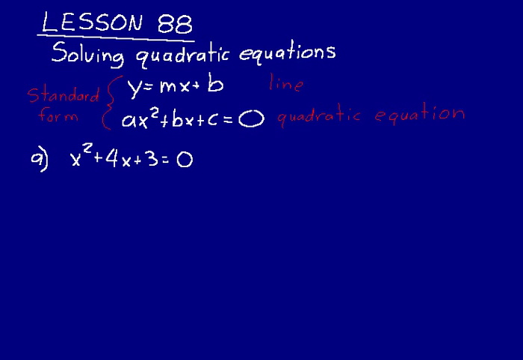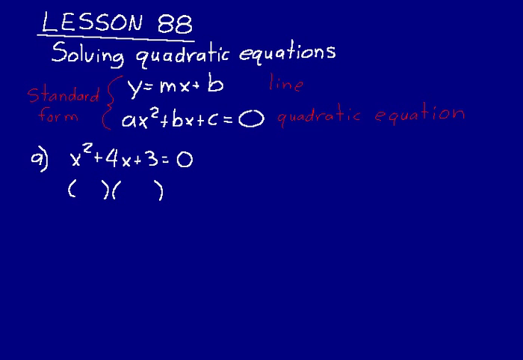Look at practice problem A. x squared plus 4x plus 3 equals 0. Now that's a quadratic equation. a is 1, b is 4, and c is equal to 3. Hopefully that looks familiar to you. Up to now we've been calling the terms on the left of the equal sign a trinomial, and you've been factoring those into two binomials. And that's what you do as a first step to solving a quadratic equation. So go ahead and factor that into two binomials.